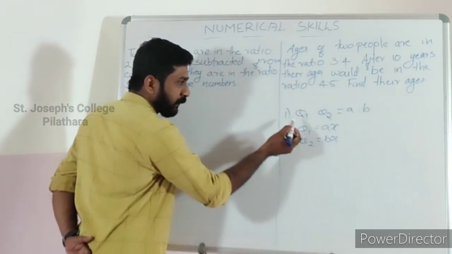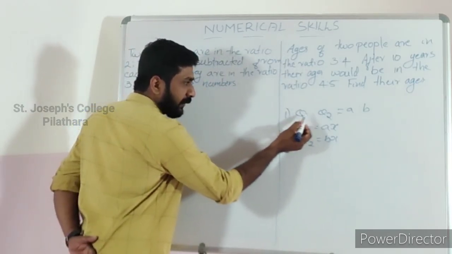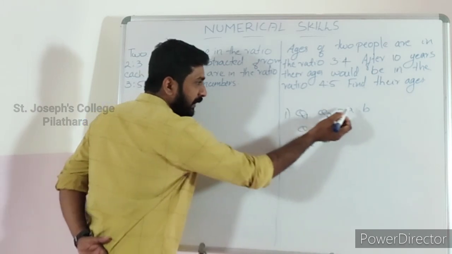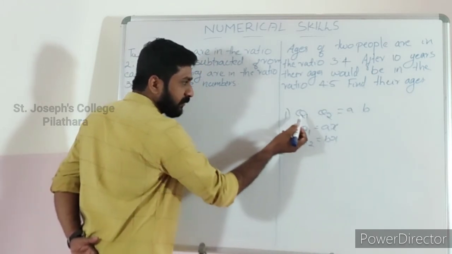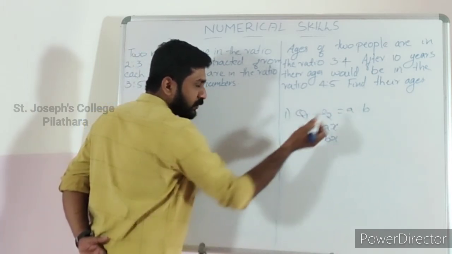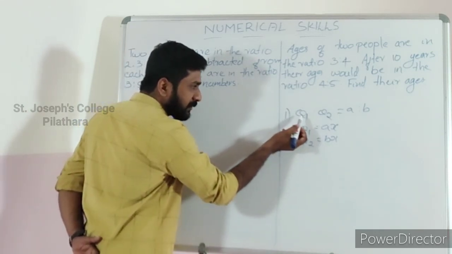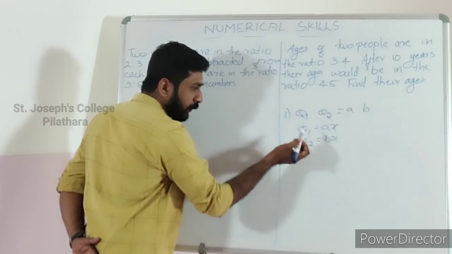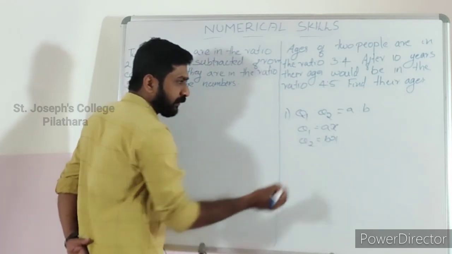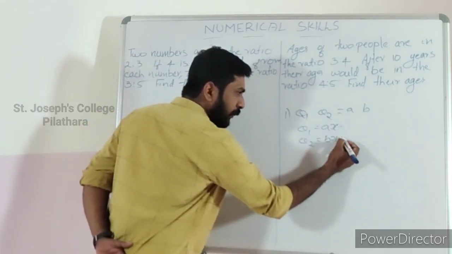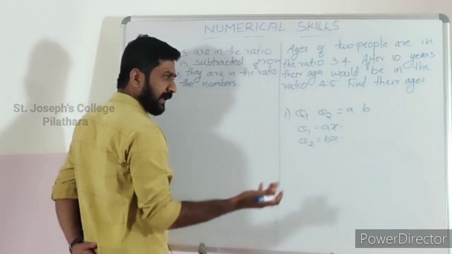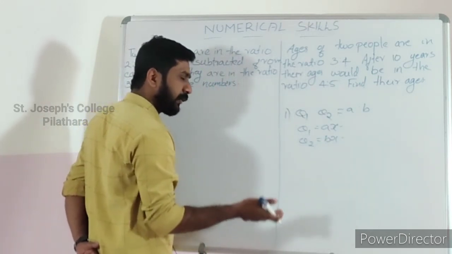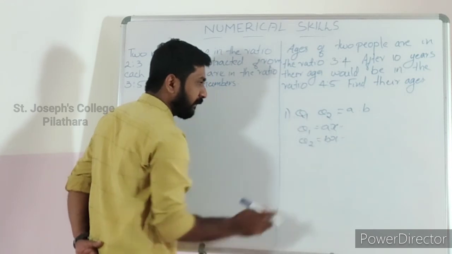First property: if 2 quantities Q1 and Q2 are in the ratio A:B, that is Q1:Q2 equals A:B, then you can take the first quantity Q1 as AX and the second quantity Q2 as BX. Instead of X, you can take any variable you prefer, say Y or K.